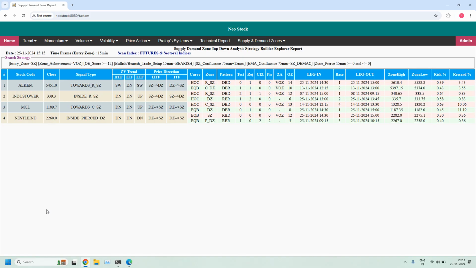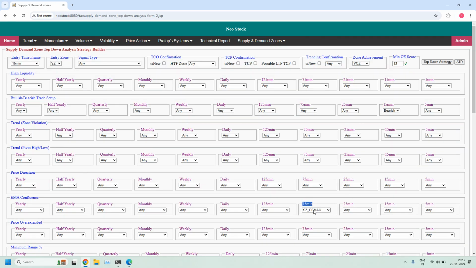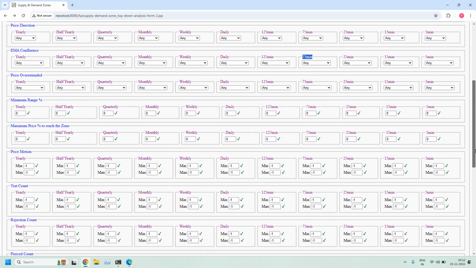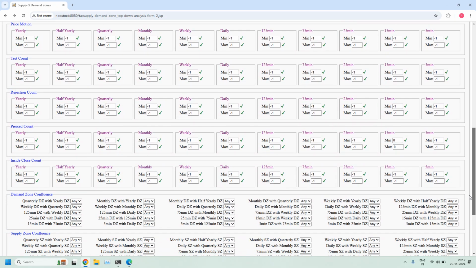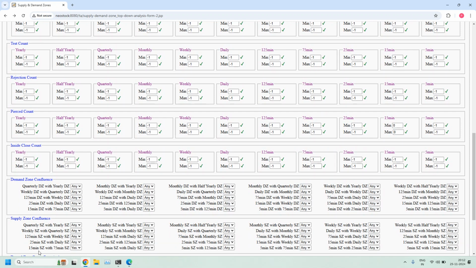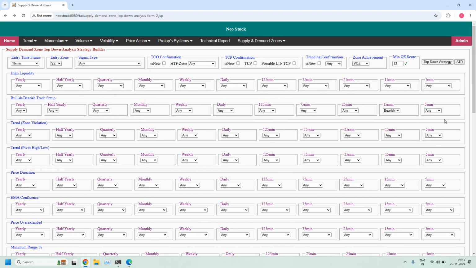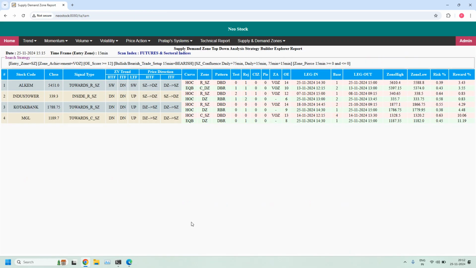Next, let us look for LTF, ITF and HTF supply zone confluence. How to remove this EMA filter. For LTF, ITF, HTF supply zone confluence, we need to set 3 filters. First filter is 15-minute supply zone with 75-minute supply zone confluence, already enabled. Then 15-minute supply zone with daily supply zone confluence, and 75-minute supply zone with daily supply zone confluence. With all the 3 filters, we got 4 stocks.